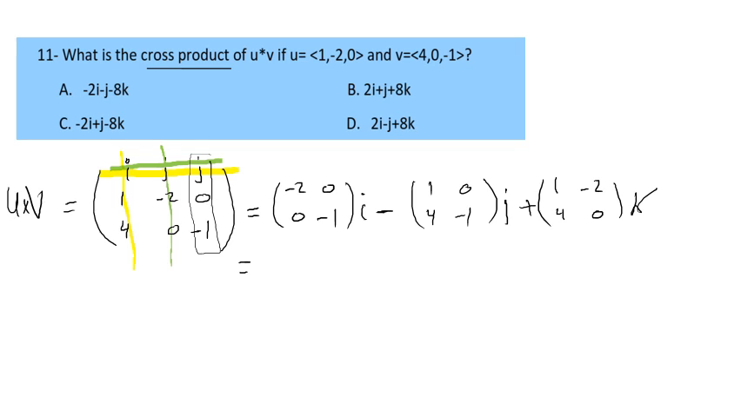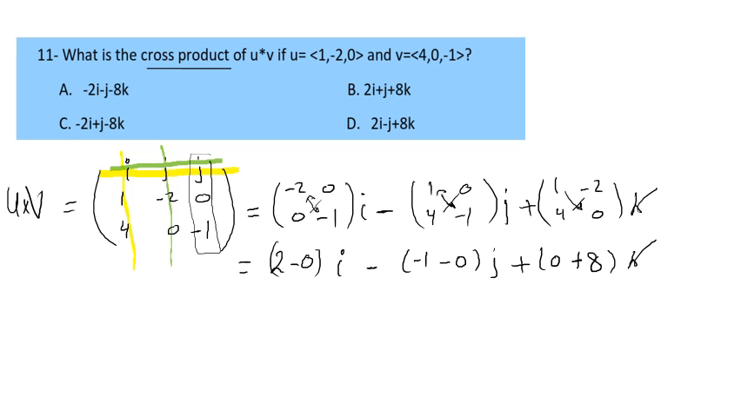And then we figure out the value in terms of i. So it's going to be negative 2 times negative 1, which is equal to 2, minus 0 times 0 is 0. For j: minus 1 times negative 1 is negative 1, minus 0 times 4 is 0. And for k: 1 times 0 is 0, minus negative 2 times 4 is negative 8, so it's going to be positive 8 in k. So it's 2i, and negative times negative is positive 1j, we don't write the 1, plus 8k. So the right answer is B.